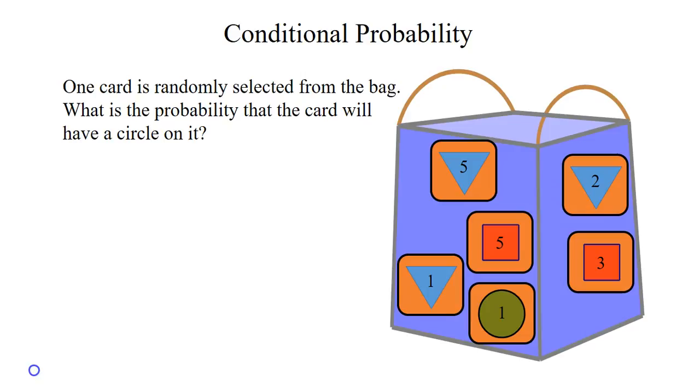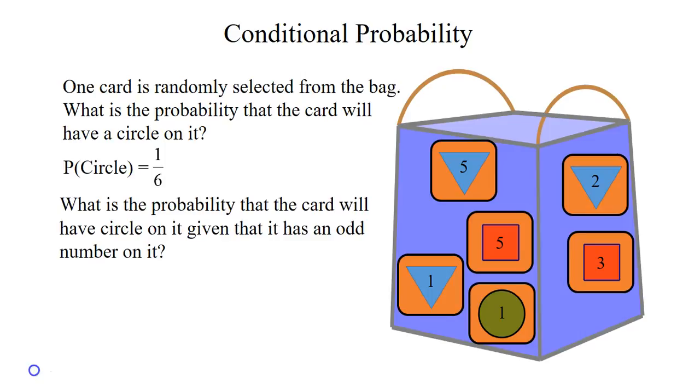One card is randomly selected from the bag. What is the probability that the card will have a circle on it? There are 6 cards in the bag and one has a circle on it. So there's 1 out of 6 is our probability. Now let's suppose that we're given extra information.